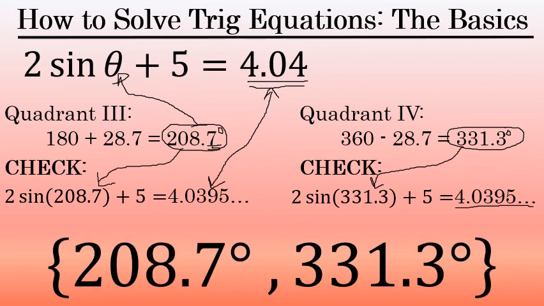The two solutions to our original equation, 2 sine theta plus 5 equals 4.04, between 0 and 360 degrees are in fact 208.7 degrees and 331.3 degrees.